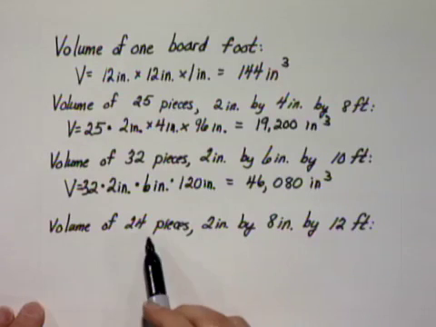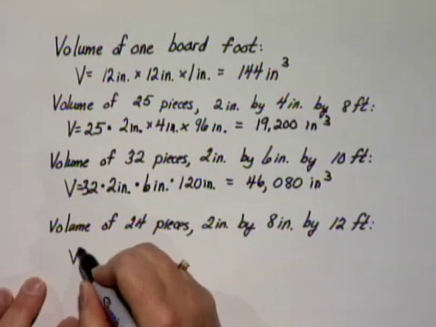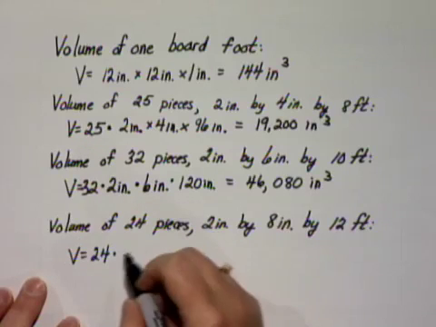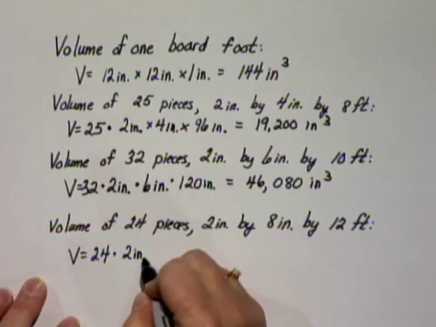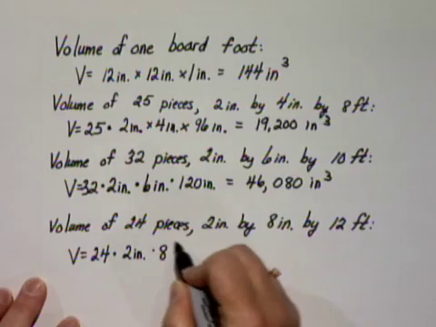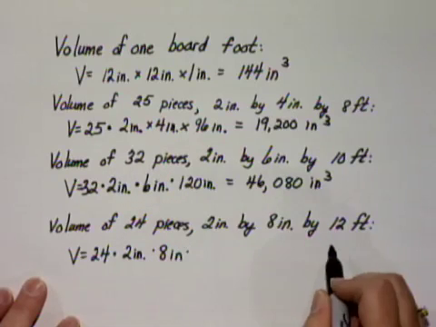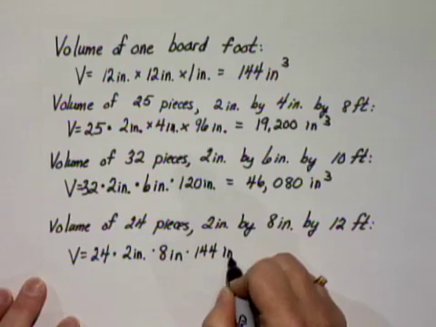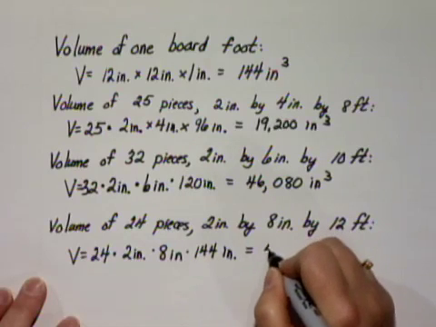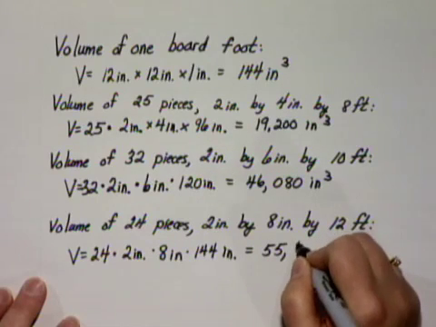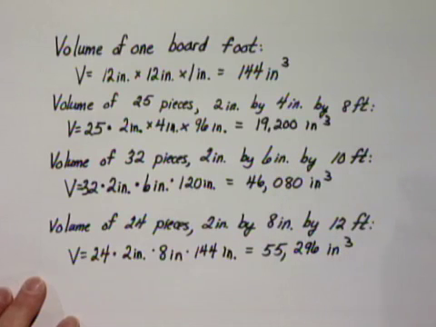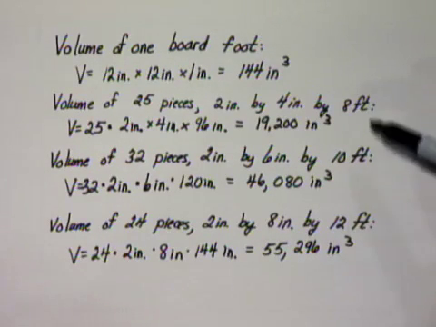And finally, for the volume of the 24 pieces, we have 24 times 2 inches times 8 inches times 12 feet, which is 144 inches. And that comes to a total of 55,296 cubic inches. So we found the volume of each separate part.